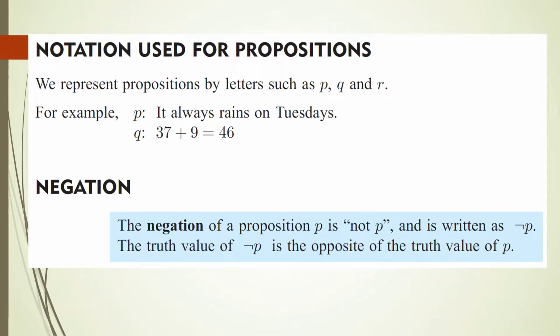In logic, we also have the negation of a proposition. And the negation of a proposition P is like the opposite of that proposition. So the negation of P is not P. And it's written using this symbol. It looks like a rotated L shape. So this symbol represents negation. The truth value of the negation of P is the opposite of the truth value of P.